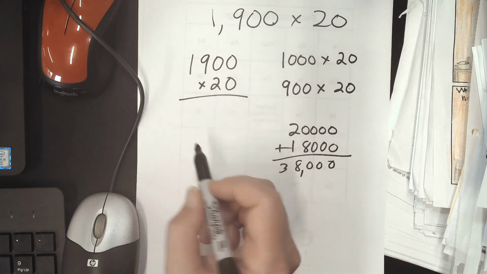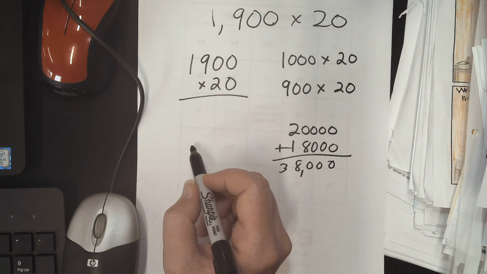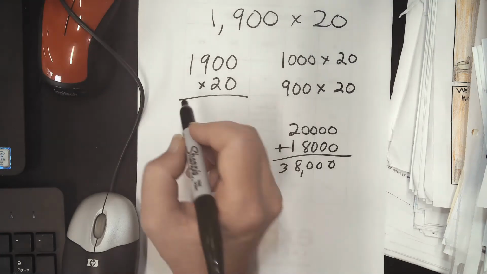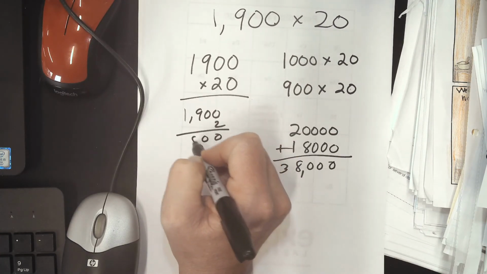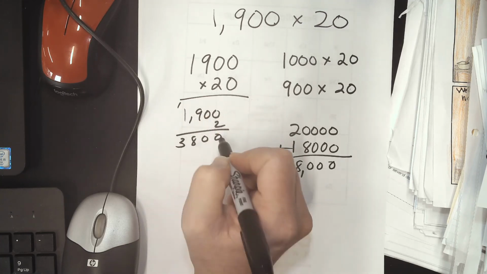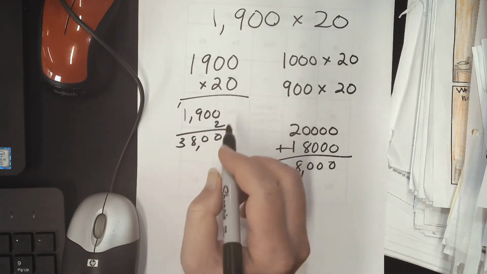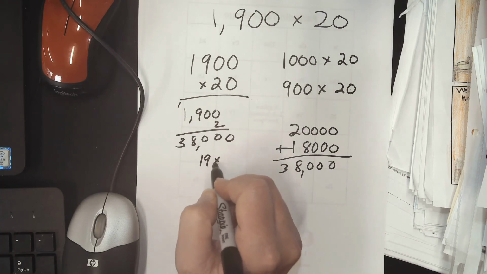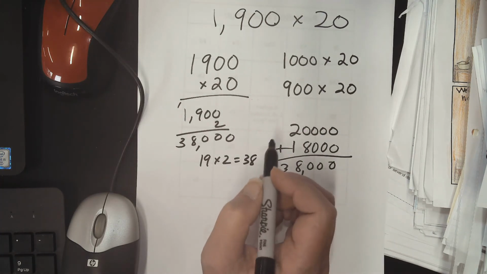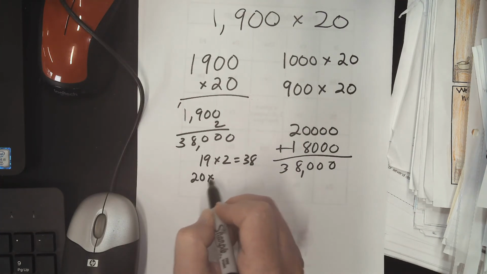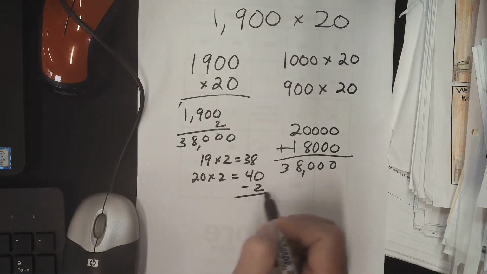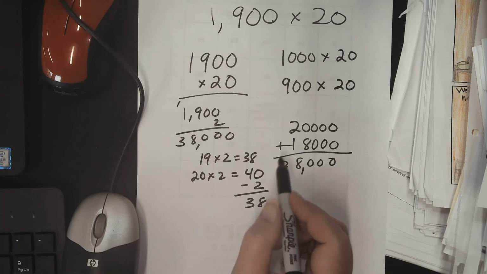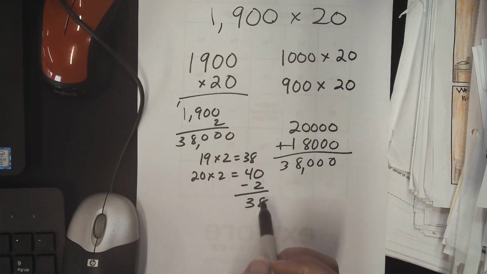What's another way to do it? I did 1,900 times 2, and then I added a 0. And then I add a 0 at the end. Okay, this is how I did it. 19 times 2 is 38. I know that because I know that 20 times 2 is 40. And I subtract 2. Right? Did we know that trick?